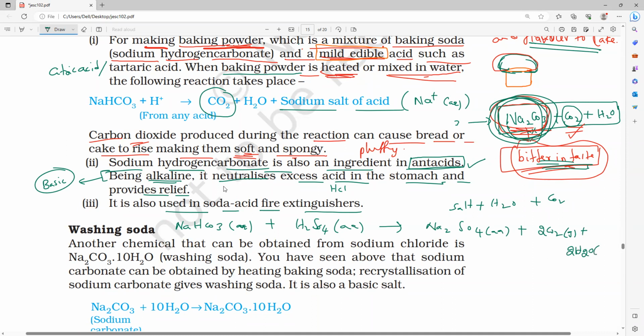So actually, who is the fire extinguisher here? Who will put out the fire? Water as well as carbon dioxide. So balance it: 2 NaHCO3 plus H2SO4 gives you Na2SO4 plus 2CO2 plus 2H2O. So this is only called what? Soda acid fire extinguisher. That is what you have to remember. Do it, everybody. Clear, understand?